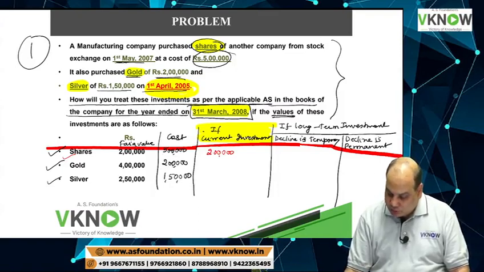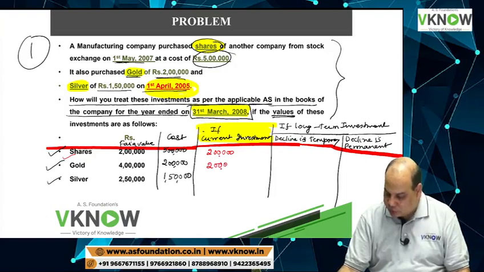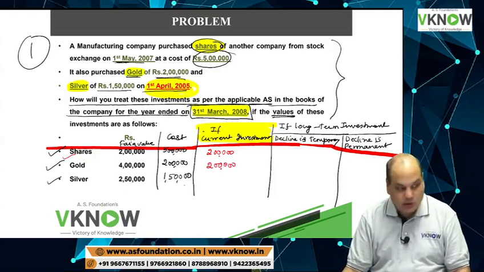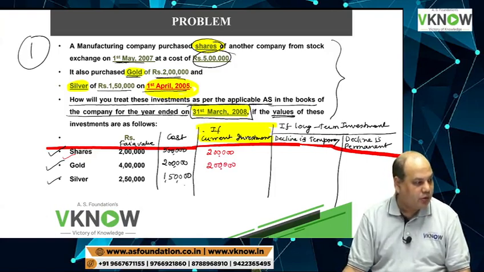Gold, lower of the two, 2 lakh. Cost is lower. Silver, lower of the two. Come on, answer.